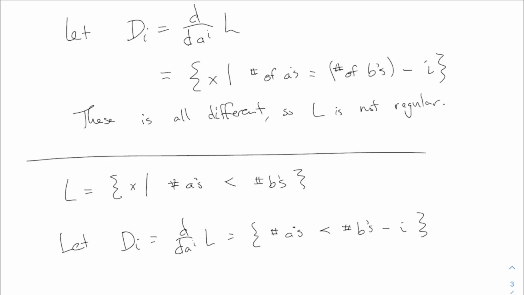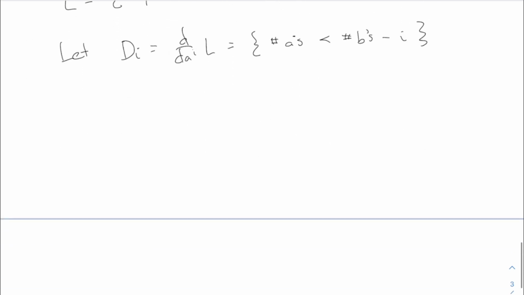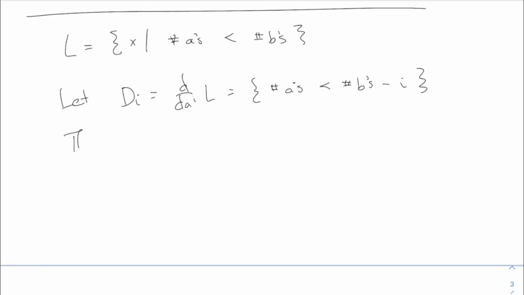Now it's not that the A's is less than the B's, it's that they're a lot less, like i less. So if i is 1, it means it's at least 1 less. If i is 2, then it's at least 2 less, and so on. All right? Anyway, I finish in the same way. These are all different, and so L is not regular.